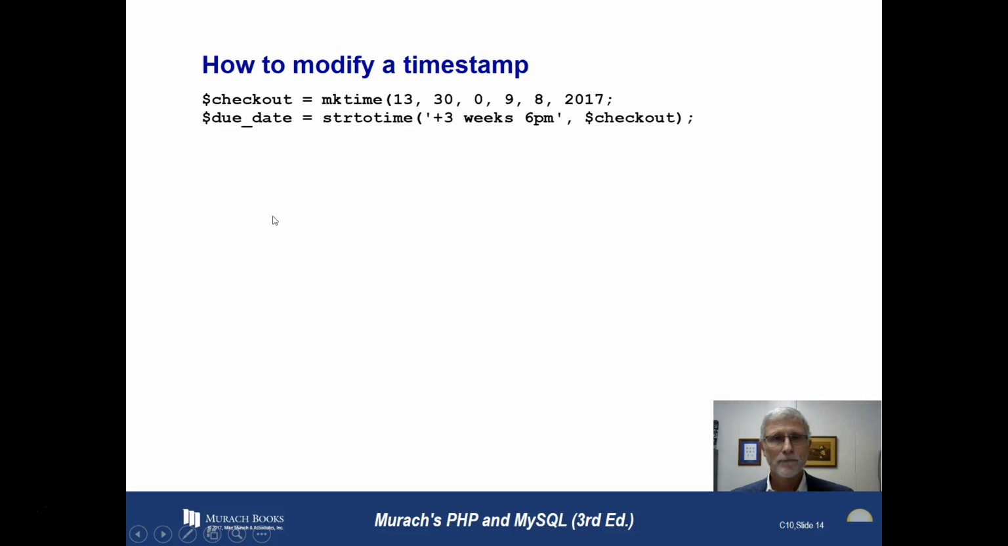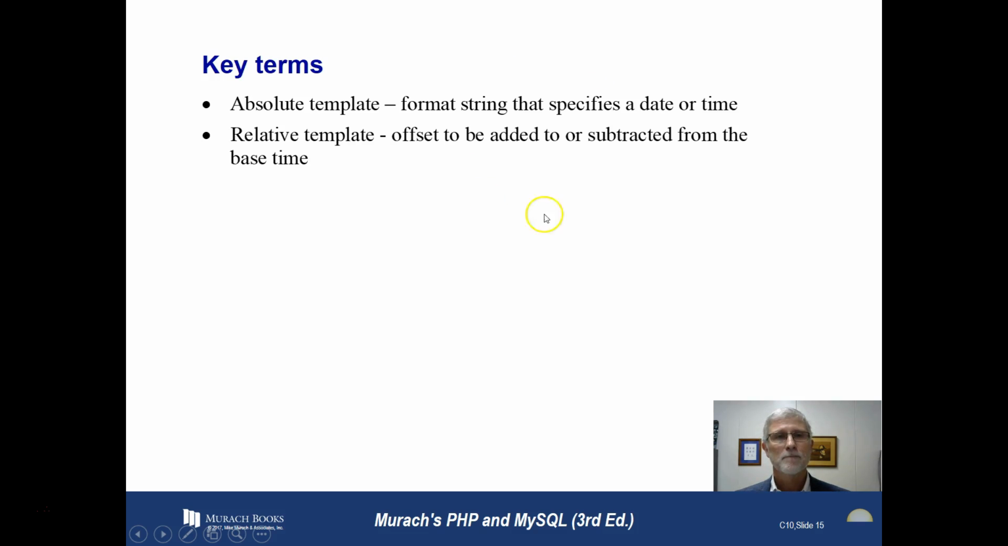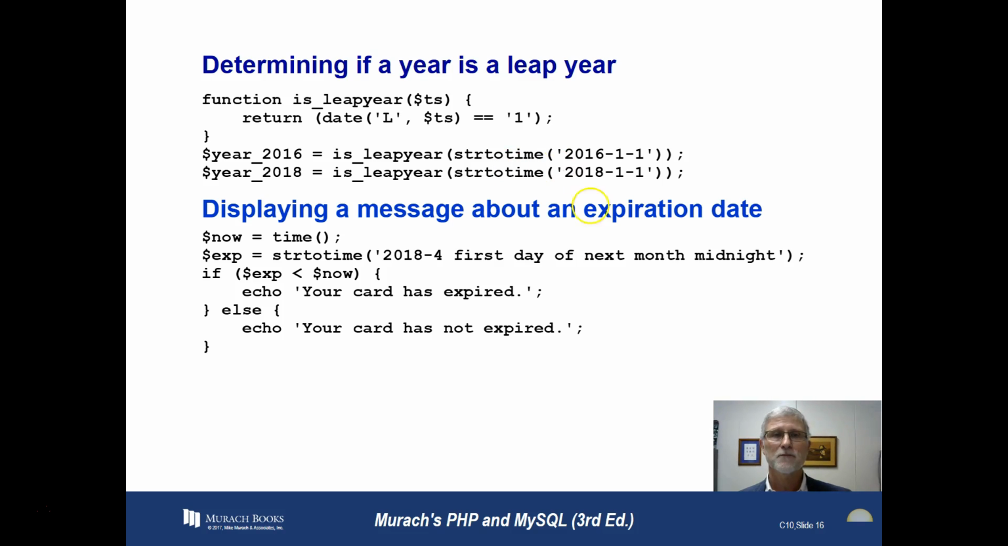Now, how do I modify a timestamp? Well, guess what? There's a couple of those. You can do the make time function or the string to time function. So that gives you both of those options here. Oops, looks like I'm missing the closing parenthesis there. But keep in mind, absolute, I'm specifying an exact date and time. Relative, it's an offset, added or subtracted from the time it is at the moment the script is run.